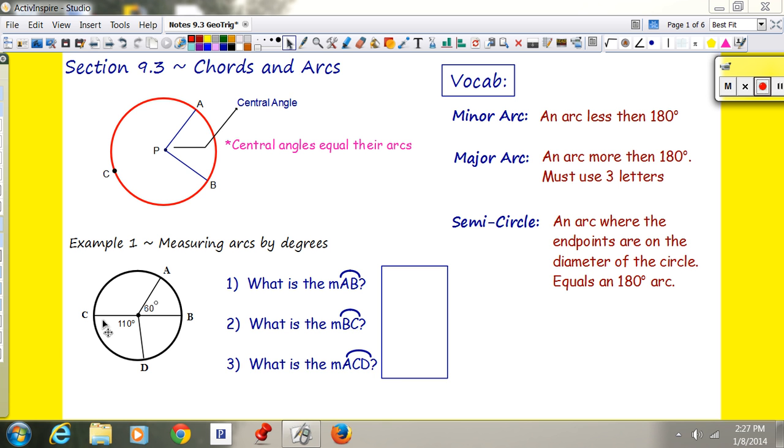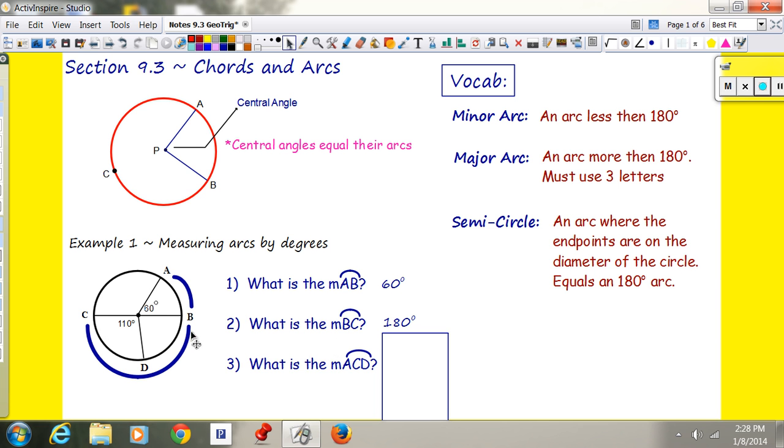All right, let's do example 1 here. What is the measure of arc AB? So if the angle is 60 degrees, the arc also has to be 60 degrees. So this arc right there, arc AB, is a 60-degree arc. As we move down, BC, this arc right here is exactly half of a circle. It's a semicircle, so it would be 180 degrees.